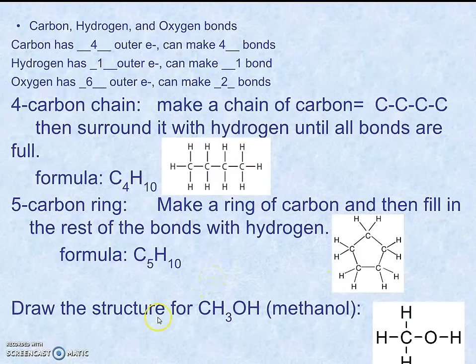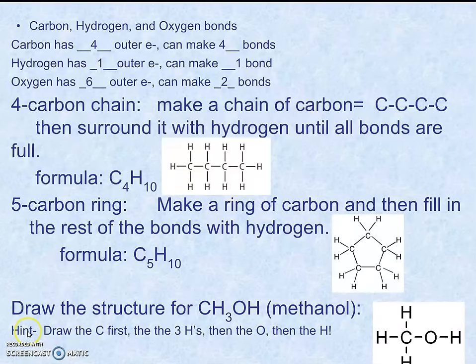The last one is draw the structure for CH3OH, which is methanol. Now, methanol is an alcohol, and so we are going to draw it here. So the hint on how to draw this is draw the carbon first. That's what you always do, draw the carbon first. Then add the 3 hydrogens, because it's CH3, and that's what this looks like, CH3. And then the O, and then the H last, because the H is a dead end. We can't add anything to any of these H's. They only need 1 line.